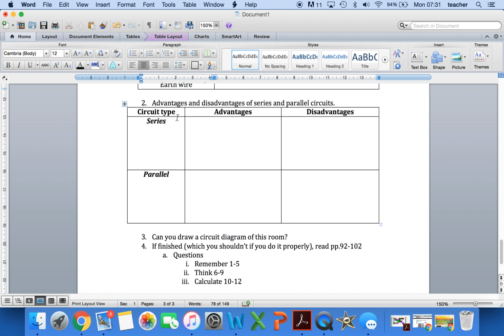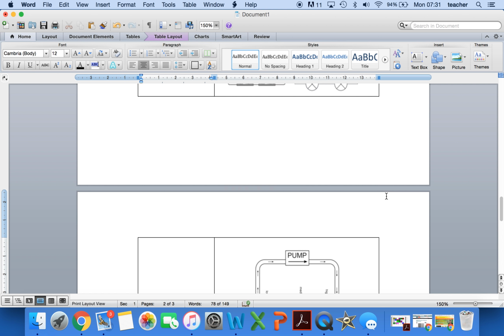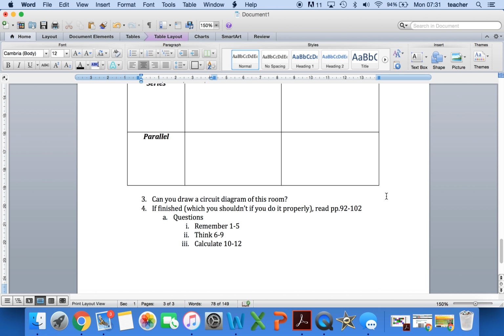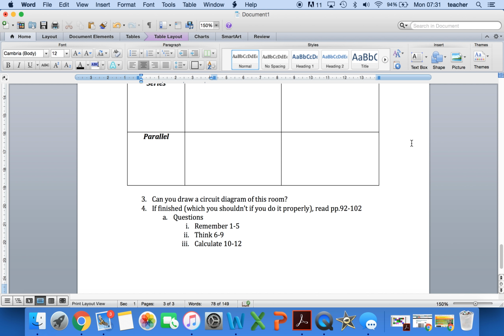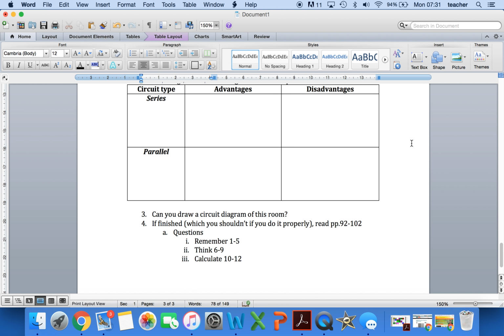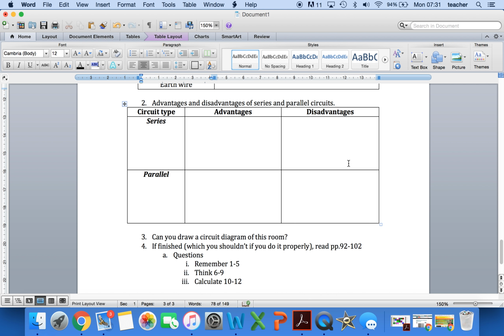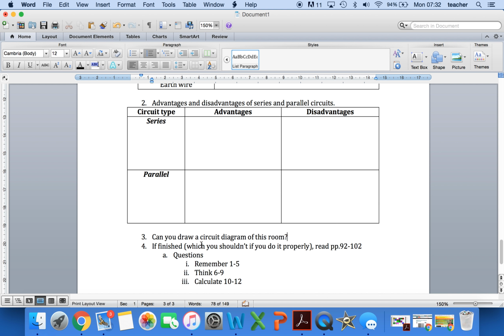What I'd like you to do next after that is move on to completing this table and listing the advantages and disadvantages of series and parallel circuits. If you need to use the water analogy to do that, great, that's fine. But I imagine you'll be able to research this fairly easily too, and that might not take you that long. But it's really important to think about the advantages and disadvantages, especially when you do the next thing, because I'd like you to draw a circuit diagram of the lights in the room that you are in at the moment.